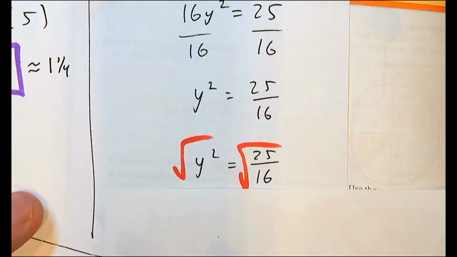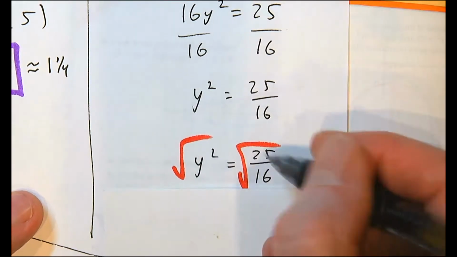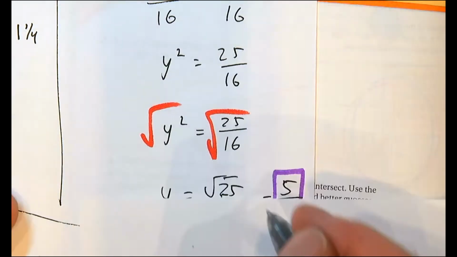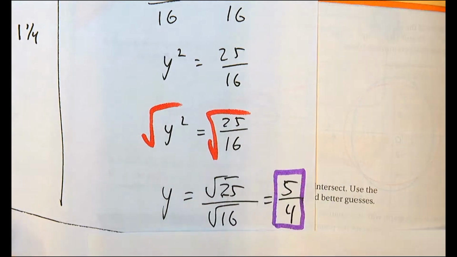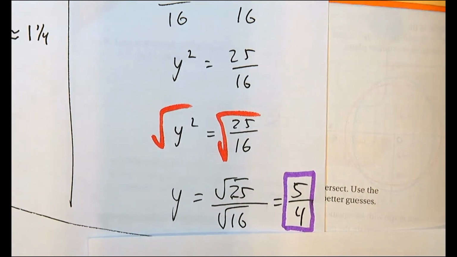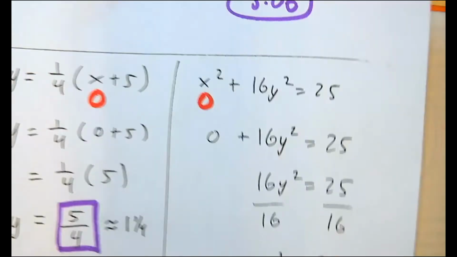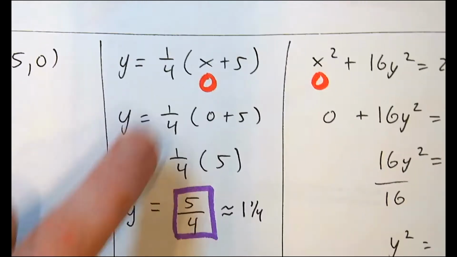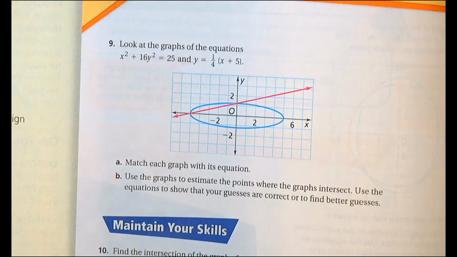Now, how do I get rid of a square? Square root. Square root will wipe out a square. The square root of this, just do the square root of the top and the square root of the bottom. The square root of 25 is 5. The square root of 16 is 4. It's the same answer, so that's where they do touch. They touch at 5 fourths. Okay, so they touch at -5, 0, and they touch at 0, 5 fourths. So it was a little bit above. Okay, it took a while.